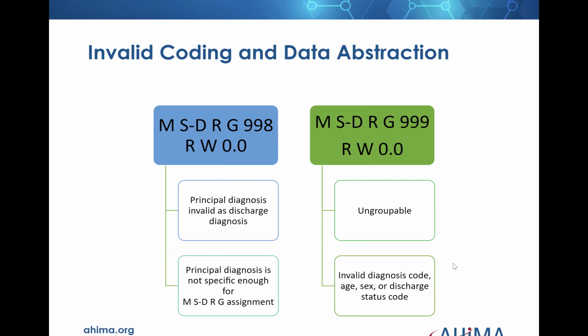So, this is where health information and coding comes in. If we have inaccurate, invalid coding and abstracting, we have an invalid principal diagnosis, we can't assign it to an MSDRG, right? Or I should say that it's not specific enough, right? If we don't have the right codes, it could be ungroupable, so therefore we can't assign it to an MSDRG.